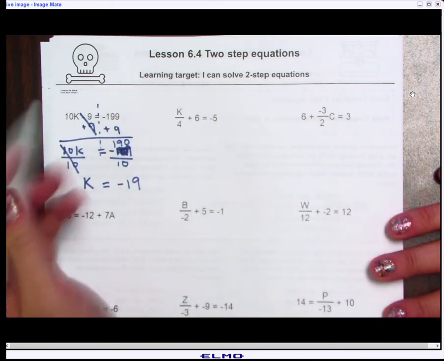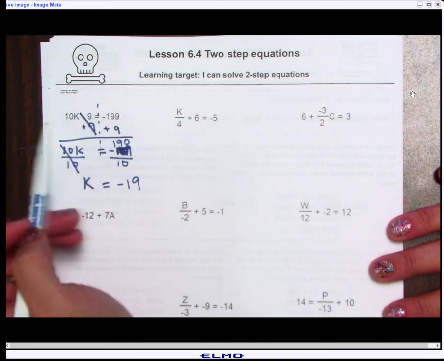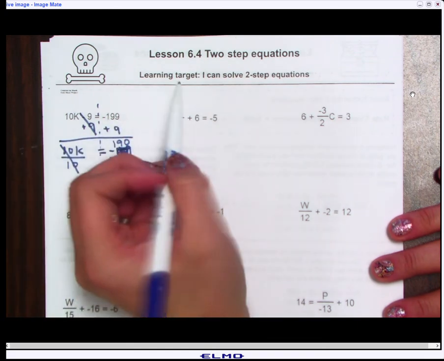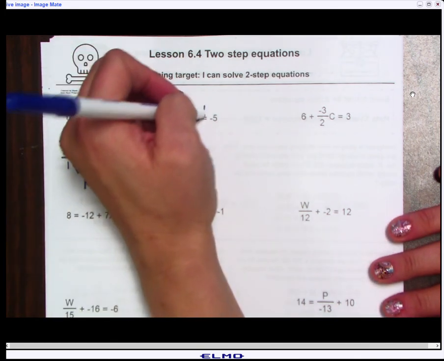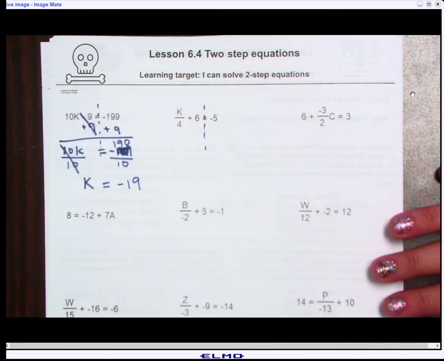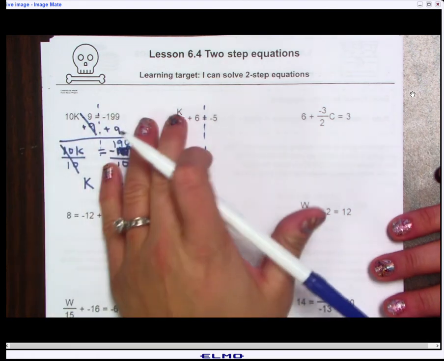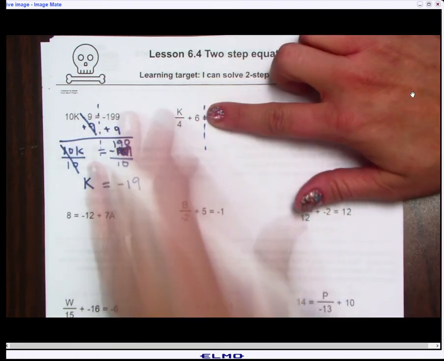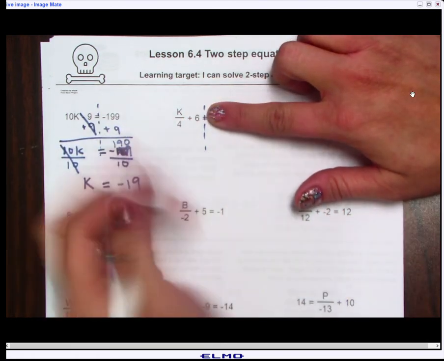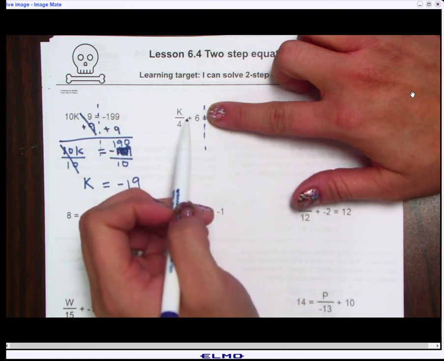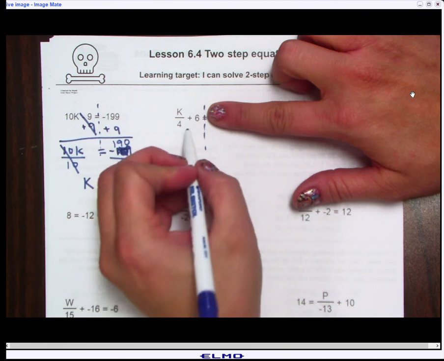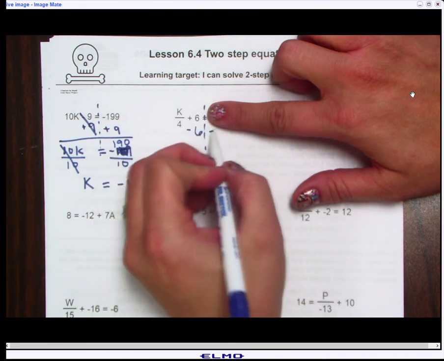Okay, so that was the flatliners. Look at a baby fraction. It's the same thing. I'm going to write my fence. I'm going to look for the variable, and I'm going to cover up the other side. I want to get rid of the add or subtract before I do the times or divide. So this is a plus 6. The opposite is subtracting. I'm going to subtract 6 from both sides.